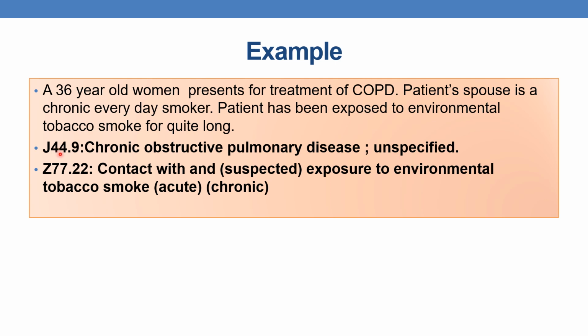Under this code in the table or list, you will find use additional code to identify suspected exposure to environmental tobacco smoke, that is Z77.22. So additionally we need to code this code also, Z77.22, to indicate contact with and suspected exposure to environmental tobacco smoke, acute or chronic.